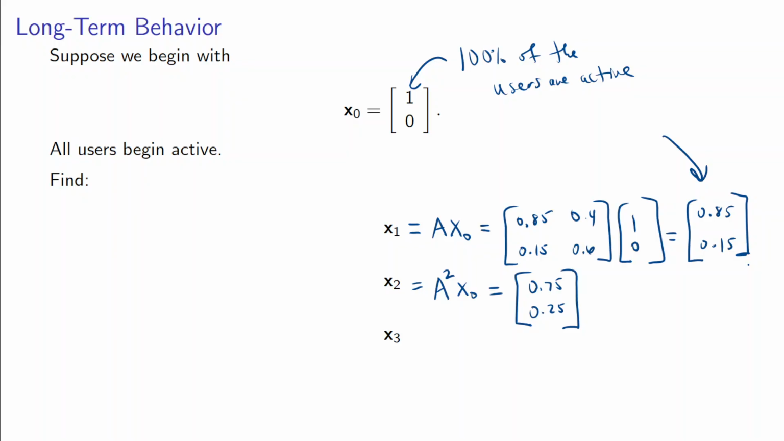We can then look at 3 months. So this would be x3. This is going to be A cubed times x0. And so that is about (0.74, 0.26). These are approximations, rounded to 2 decimal places. Okay, so we can see after 3 months, if all of our users began as active, we would have this distribution.